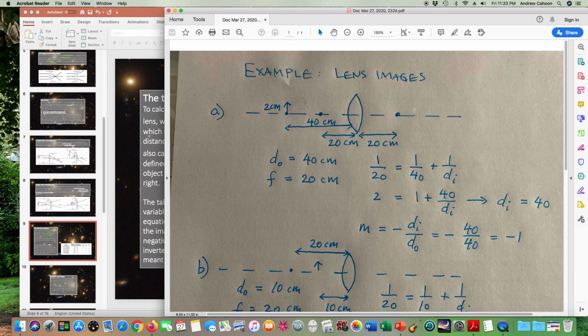When we have a positive image distance, that means it's on the opposite side of the lens. So the light's leaving here and ending up over here. That's a positive image distance of 40.